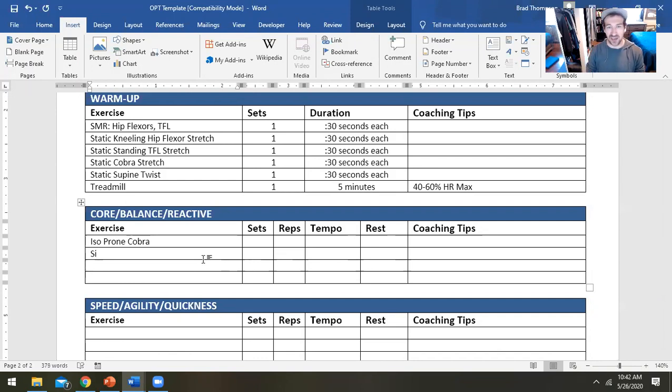But since we've already got that in our other program, I'm going to put side iso abs. That's going to be a really good one. It does get a little bit of medial glute. It's not great for the glute max, but it's good for the glute med, and it is going to stabilize the spine. Then we can get a little bit of glute max work when we get to our stability exercise. Again, this is going to be a really good one.